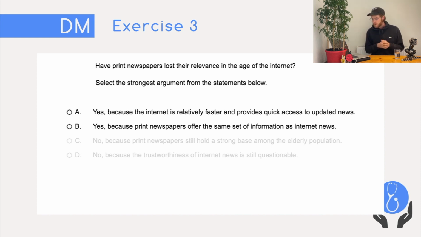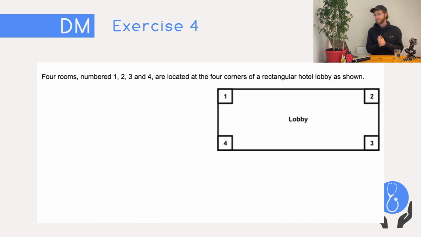So that's a possibility. The second answer here is saying that print newspapers offer the same information as internet news. So again, this might be completely true, but the problem with this answer is that it doesn't actually propose a reason that internet might be performing better than newspapers, because you can see it just says that the content is the same. That wouldn't be a reason on its own for internet to be succeeding, which is why A is our correct answer.